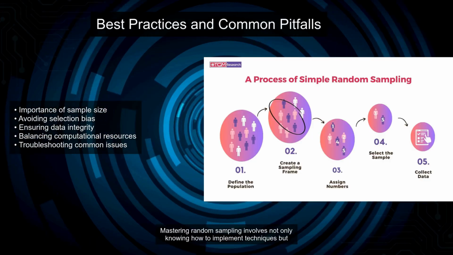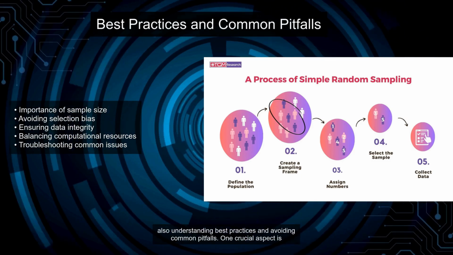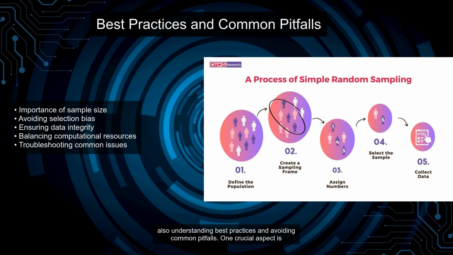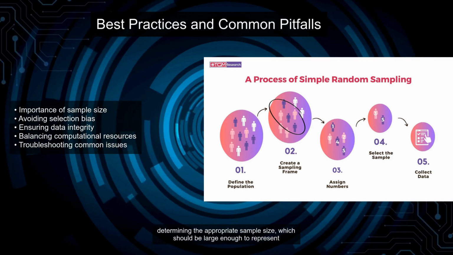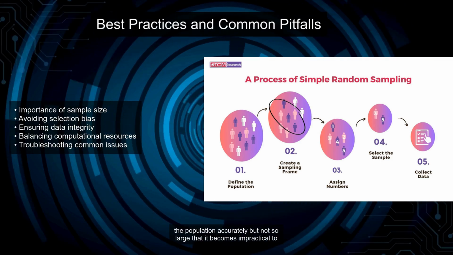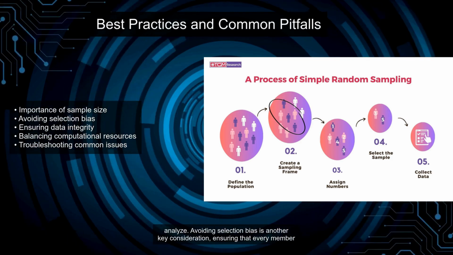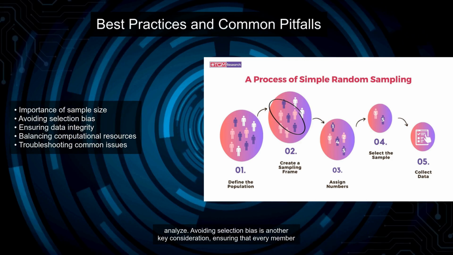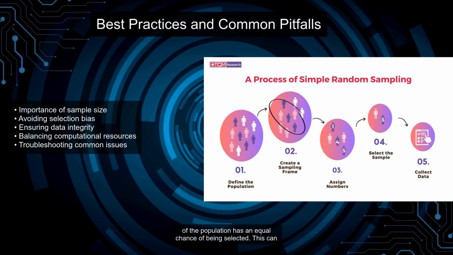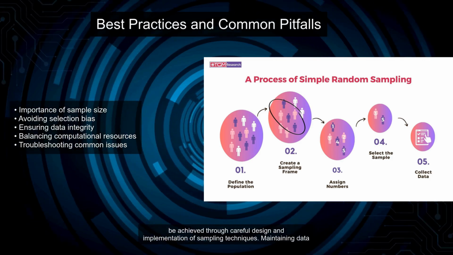Mastering random sampling involves not only knowing how to implement techniques but also understanding best practices and avoiding common pitfalls. One crucial aspect is determining the appropriate sample size, which should be large enough to represent the population accurately but not so large that it becomes impractical to analyze. Avoiding selection bias is another key consideration, ensuring that every member of the population has an equal chance of being selected. This can be achieved through careful design and implementation of sampling techniques.